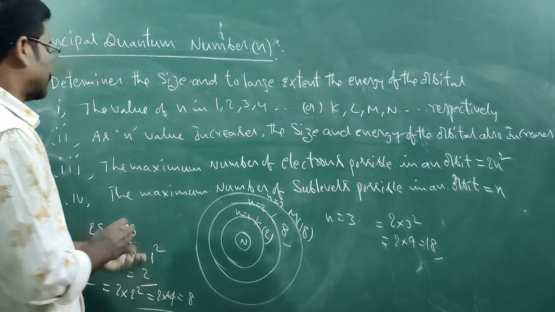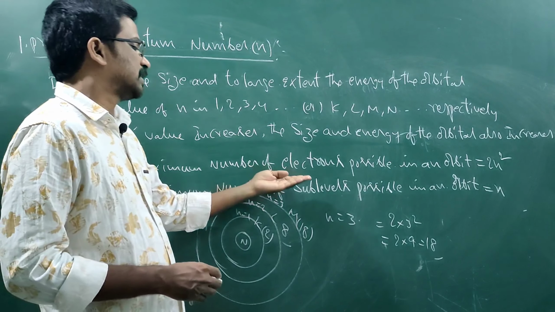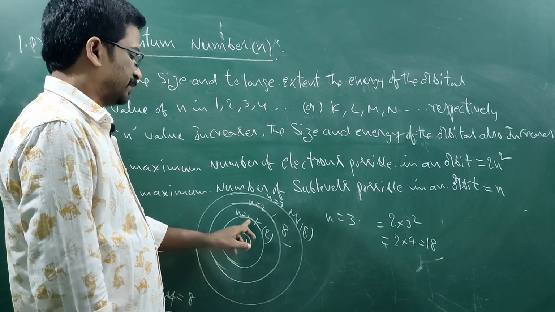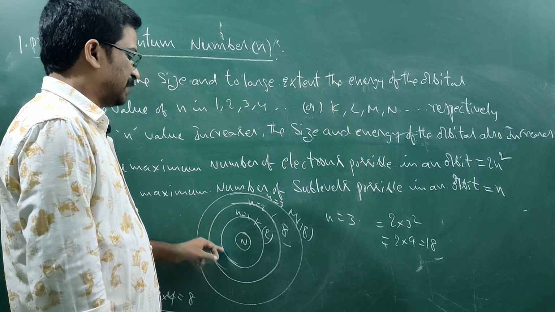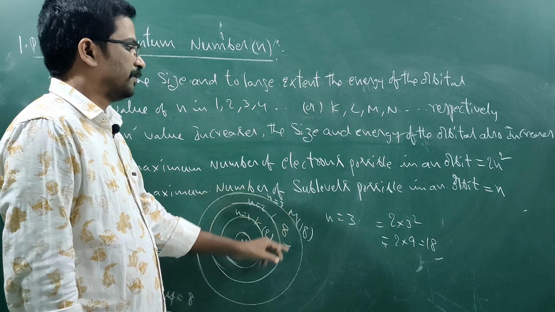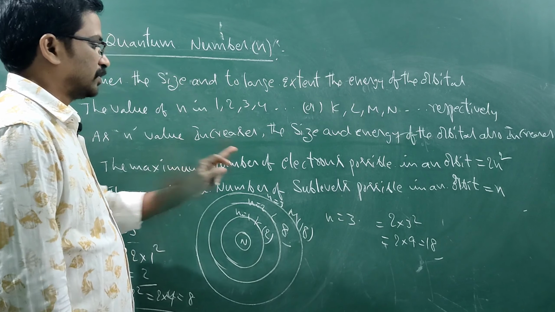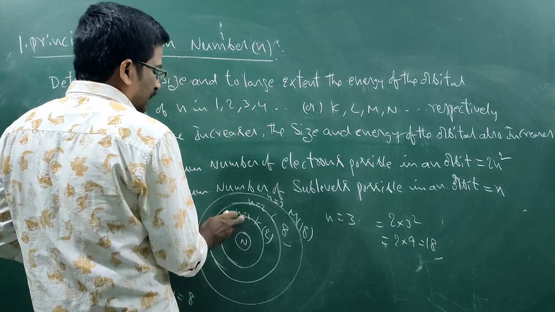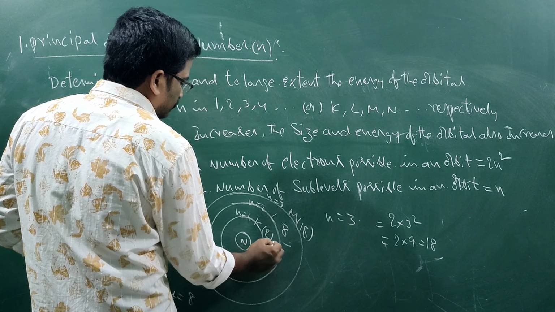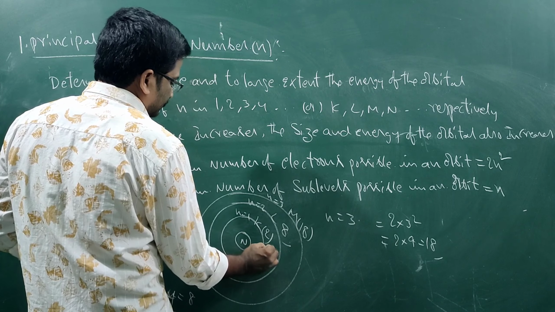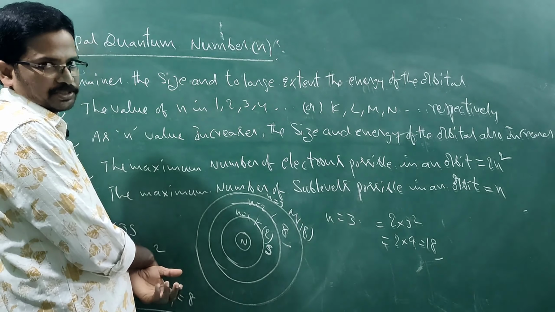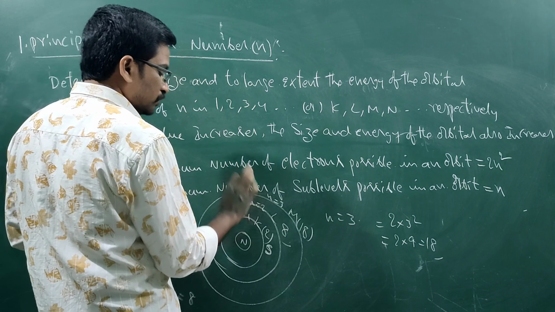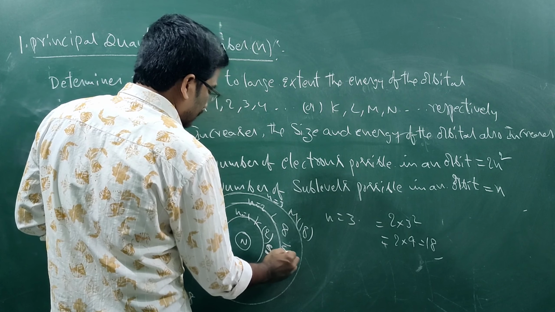Next, the maximum number of sublevels possible in an orbit is n. What does it mean? For n is equal to 1, only one sublevel is possible, that is the s sublevel. Whereas in the second shell, n is equal to 2, there are 2 sublevels possible, that is s and p.